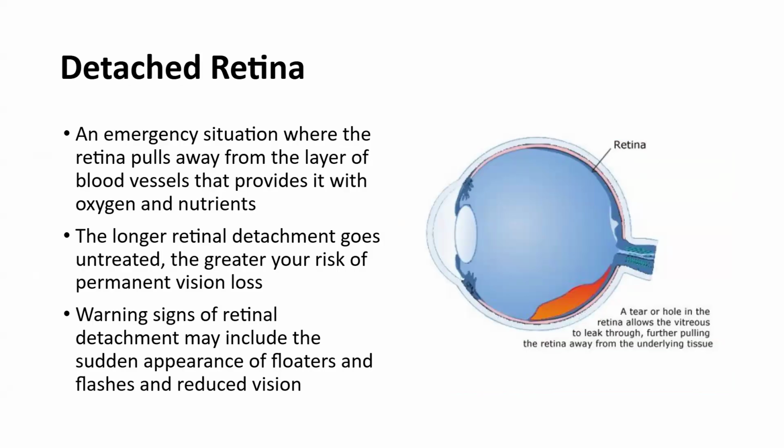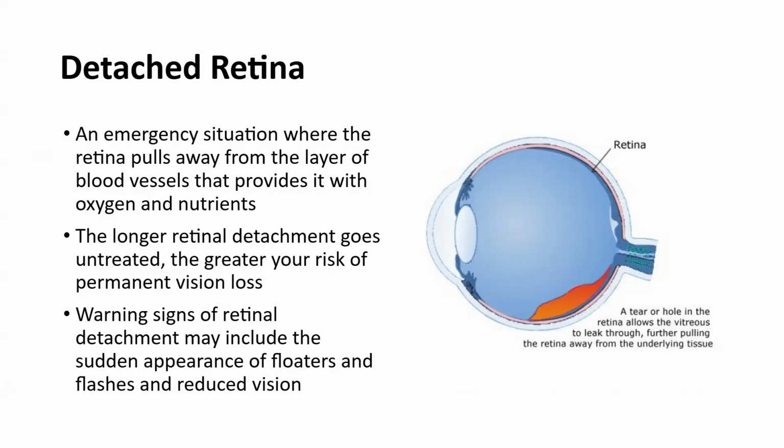And then we have something called a detached retina. This is going to be an emergency situation where the retina pulls away from the layer of the blood vessel that provides it with oxygen and nutrients. This is something that you do have to get surgically repaired. The longer the retina goes detached from its nutrients, the greater risk you have of permanent vision loss.